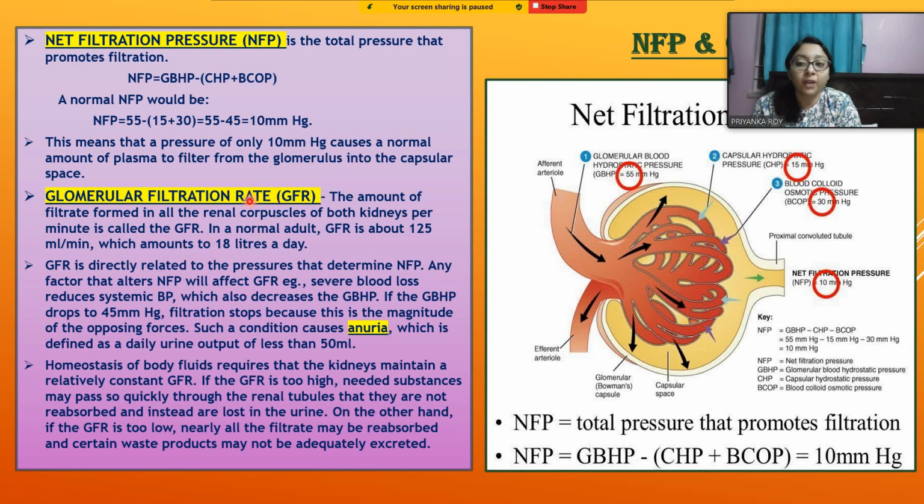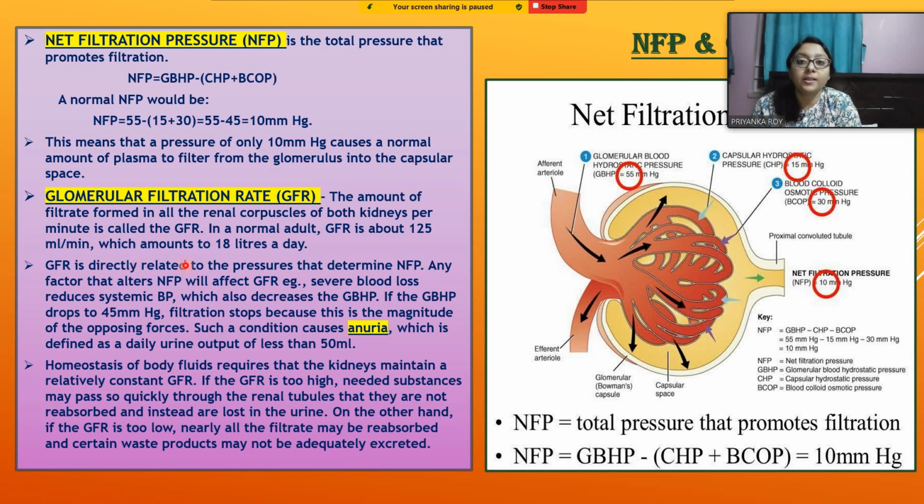Now GFR, the glomerular filtration rate, is the amount of filtrate formed in all the renal corpuscles of both the kidneys per minute. So the volume of filtrate formed per minute is the glomerular filtration rate, or GFR. In a normal adult, it is about 125 ml per minute, which amounts to about 18 liters per day. Now GFR will obviously be affected by NFP, or whatever factors affect NFP.